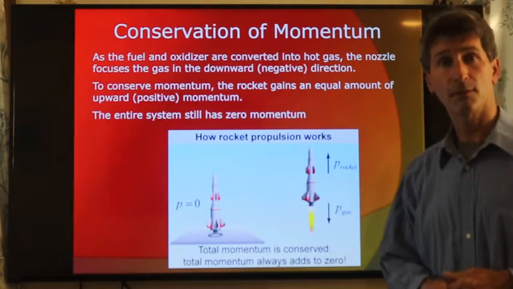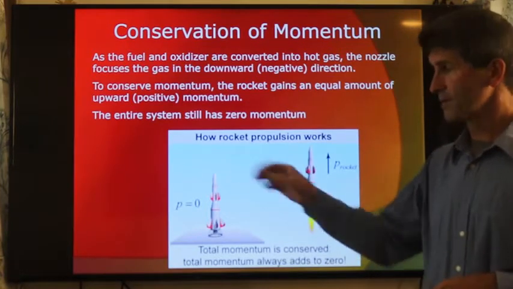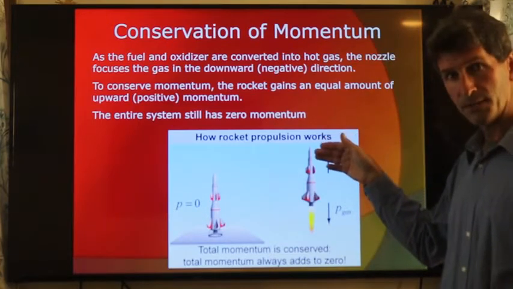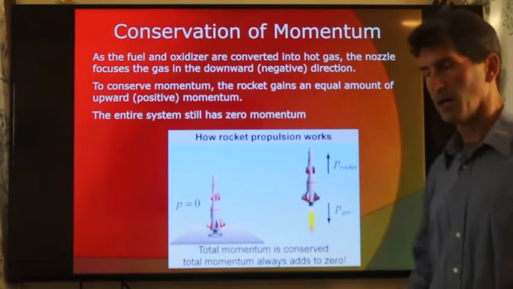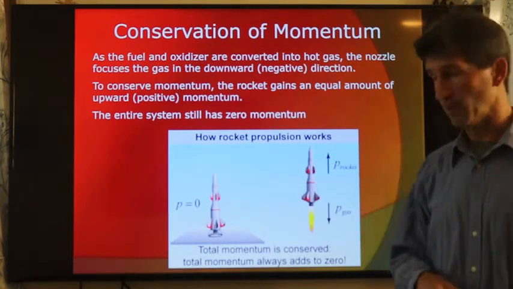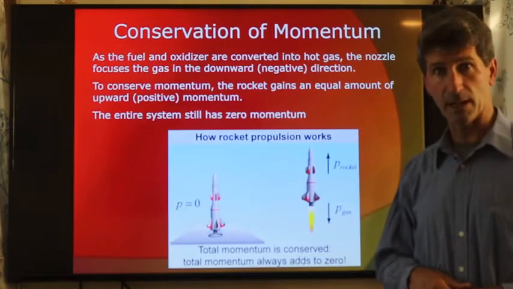Before liftoff, the rocket has no momentum. The fuel is inside the rocket. At liftoff, the fuel is combusted to create hot gas with an oxidizer, and this generates the upward momentum from the downward momentum of the hot gas.